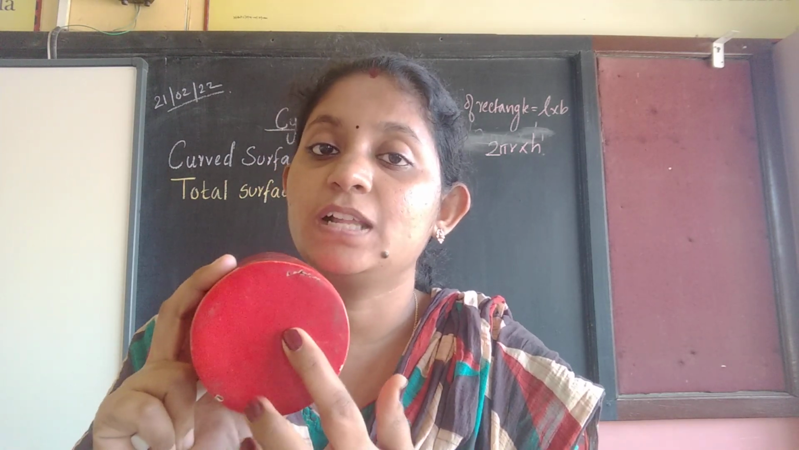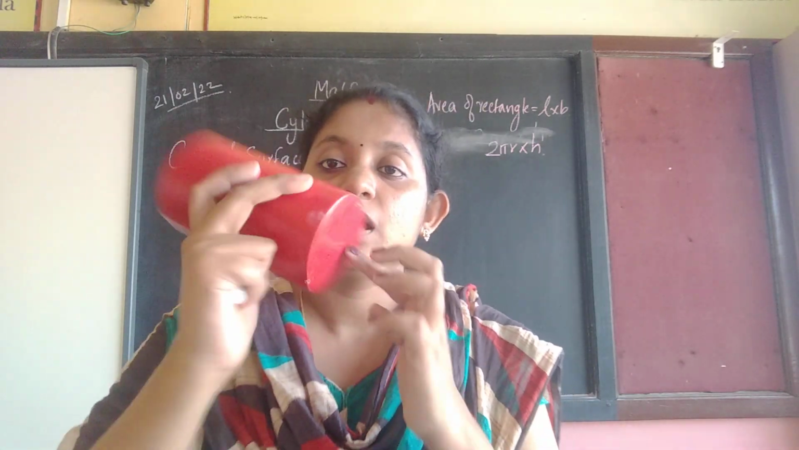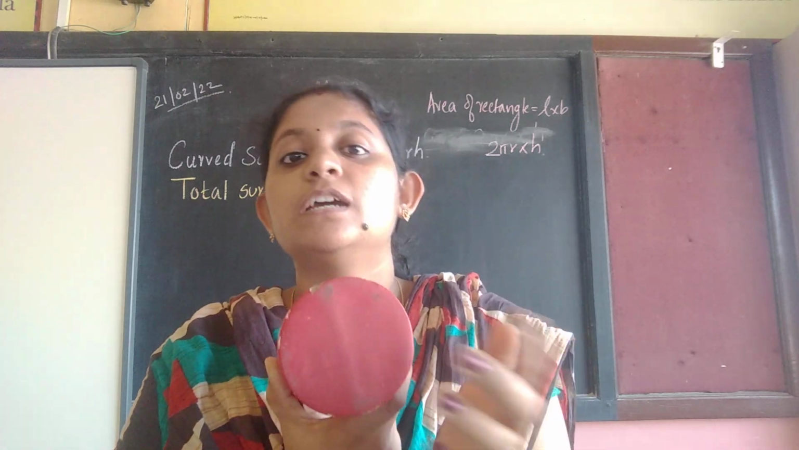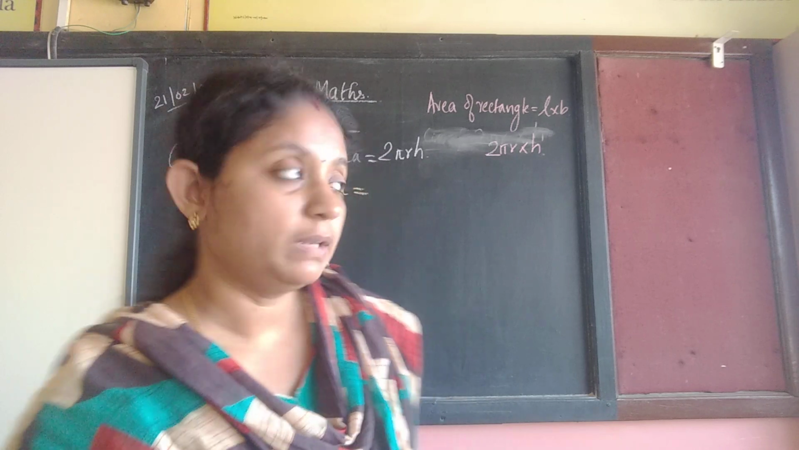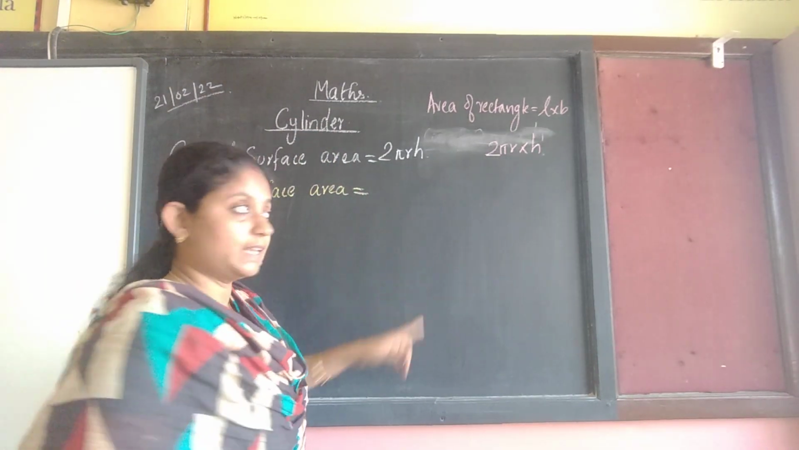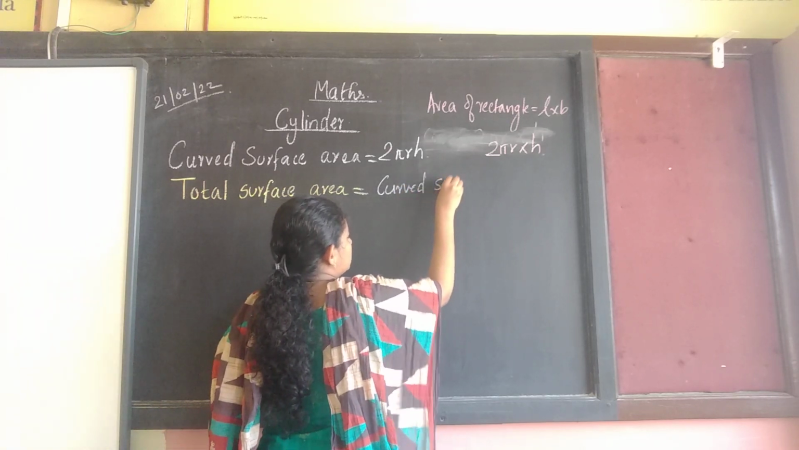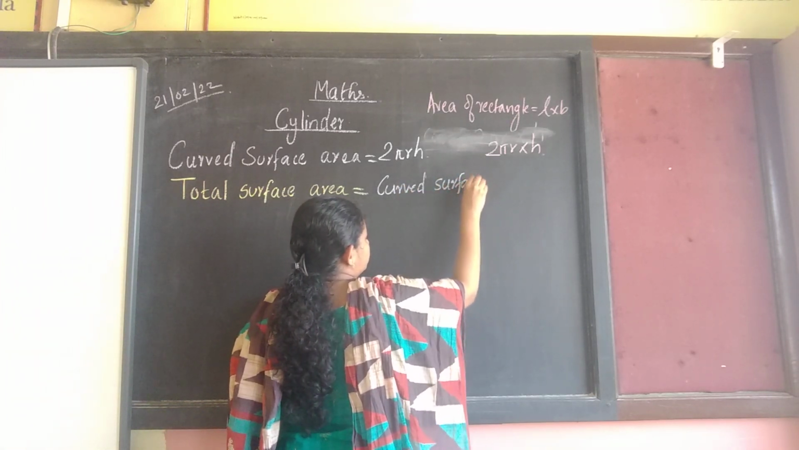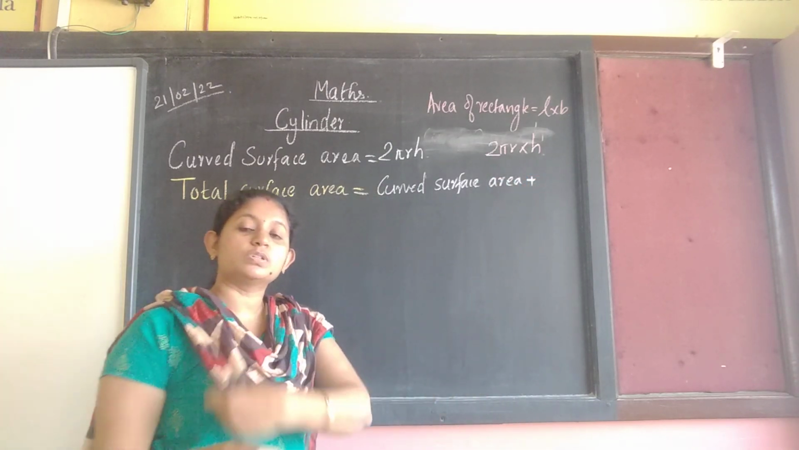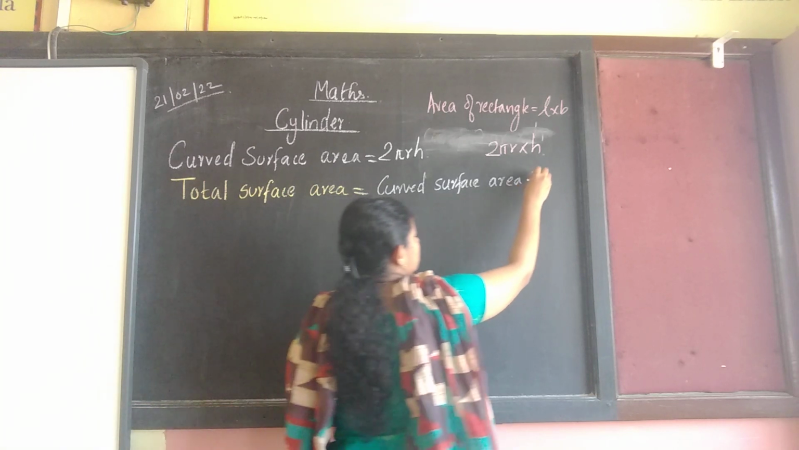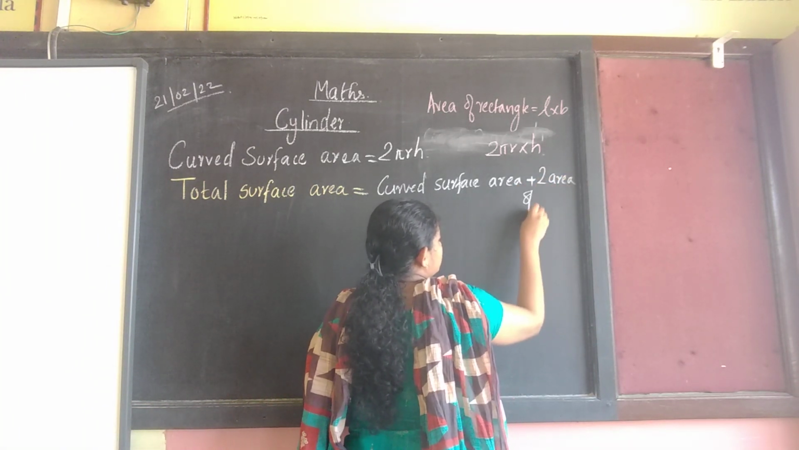Area of circle. We have studied in chapter 15. Area of circle is pi r square. Here also one more circle is there, and here also we are going to use area of circle, pi r square. So what will be the formula for total surface area? Curved surface area plus we have two circles, so 2 times the area of circle.